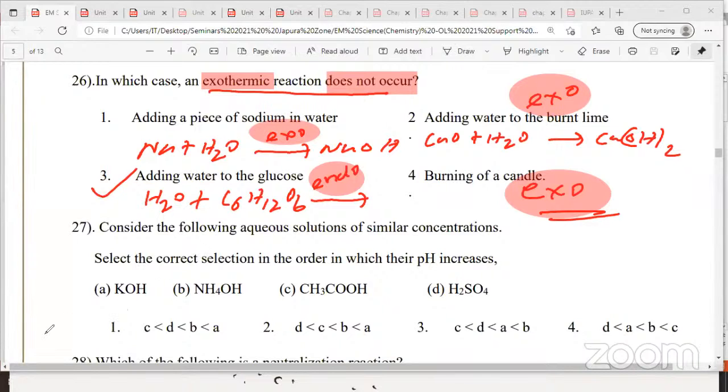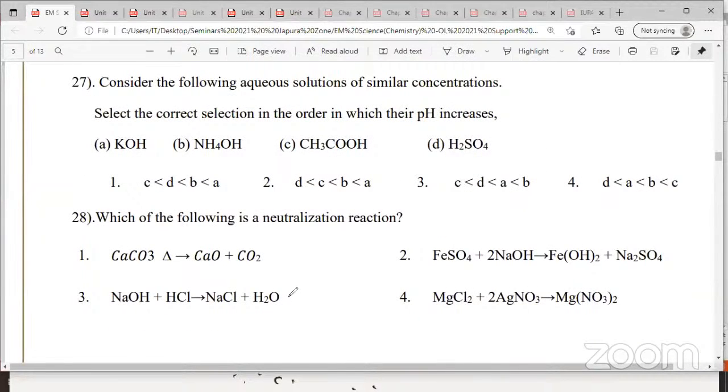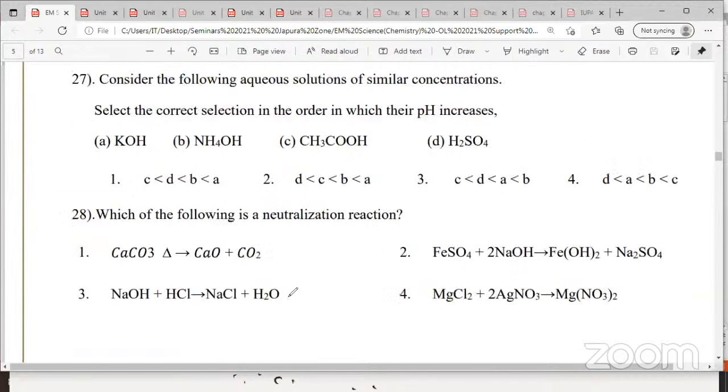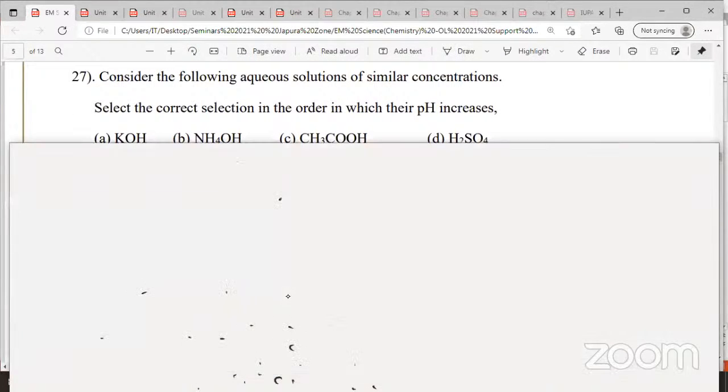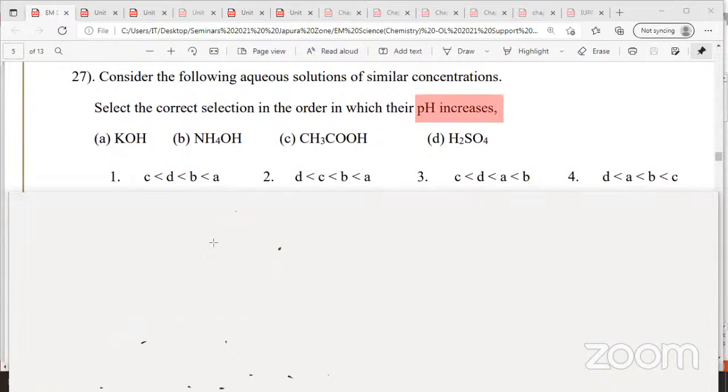This is from grade 11 unit 8. Question number 27. They are asking to correctly arrange in increasing order of pH. pH increases, that means lowest to highest.